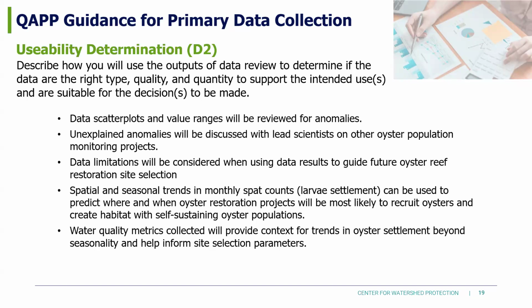So if they're doing any type of statistical analysis to relate the water quality sample data that they're collecting to their spat counts, that would be good to describe here. And how they're going to determine whether that data makes sense and they can use it, or if it doesn't make sense, then what does that mean for the project? Can they still use it somehow? Do they have to throw it out? That would be the type of things to discuss in this section.